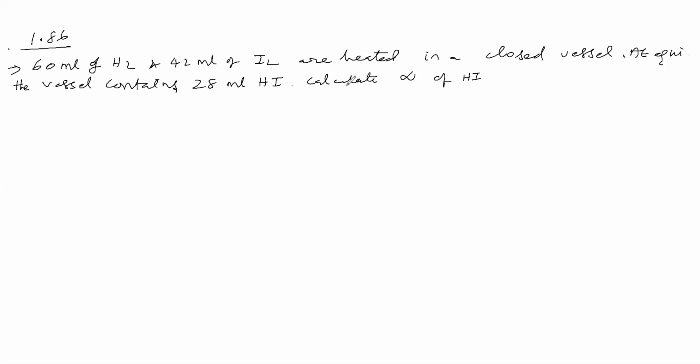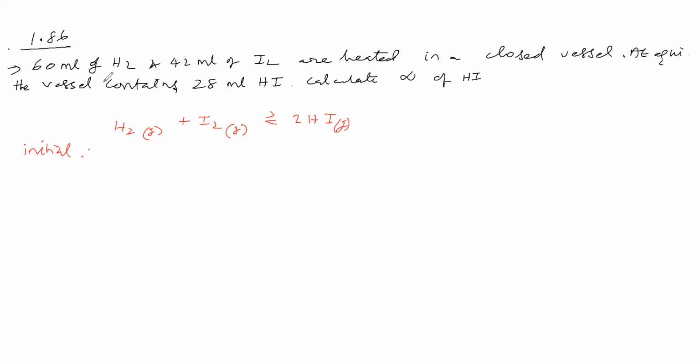Sir, here we are taking H2 and I2. We are heating the contents. At equilibrium, HI is formed. The degree of dissociation we have to find. Now, what are the things we are taking initially? H2 gas plus I2 gas gives 2 HI gas. Initially, what we are taking is 60 ml of H2.